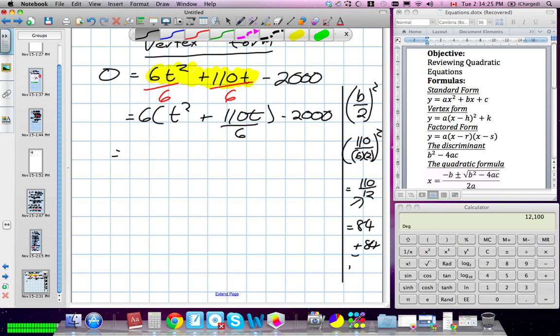When you divide a fraction by another number, it's the same as just multiplying the bottom numbers. Divided by 144. So we're actually going to use this fraction instead. So we're going to add and subtract this fraction. That way it's a little more accurate.